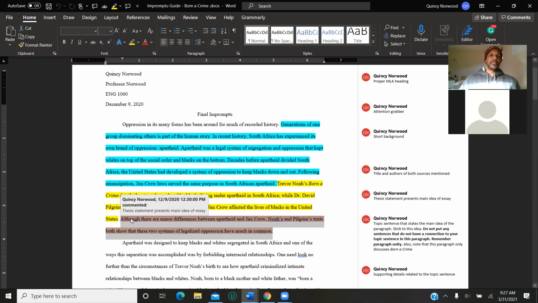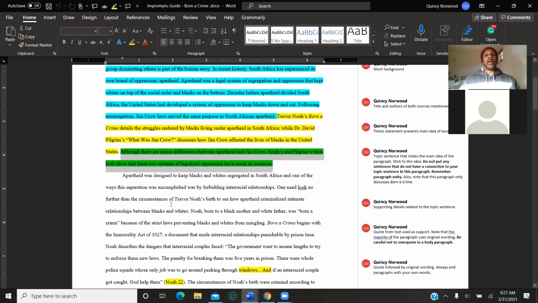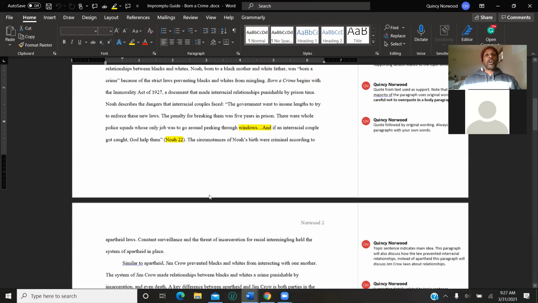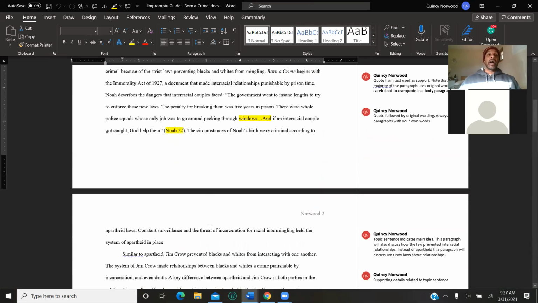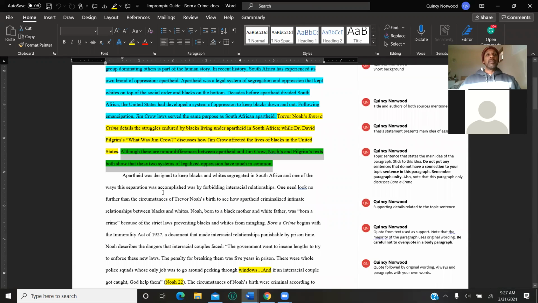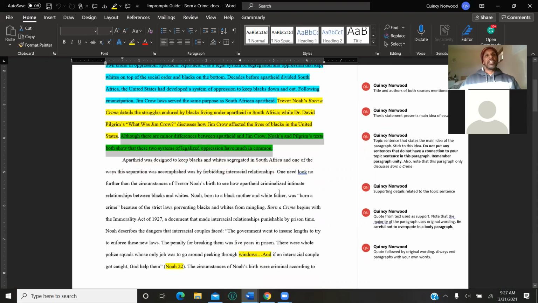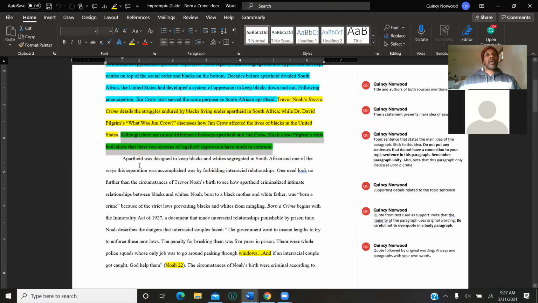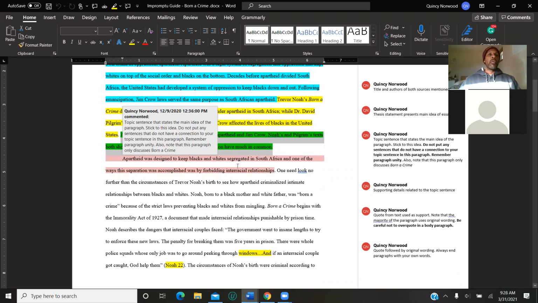The catch is whatever you talk about in the book, follow it up. Talk about the same thing, just use an example from the article. Okay. I'm just going to read the topic sentence of each paragraph. Apartheid was designed to keep blacks and whites segregated in South Africa, and one of the ways this separation was accomplished was by forbidding interracial relationships.